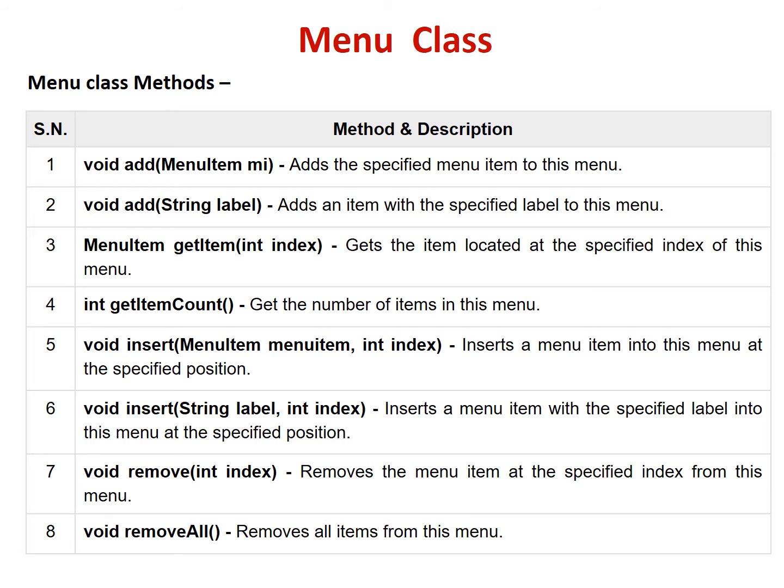After this, the insert method, which inserts a menu atom into the menu at the specified position. After this, the next method is the insert method with one string parameter and integer parameter, which inserts a menu item with the specified label into the menu at the specified position. After this, the remove method, which removes the menu item at the specified index from the menu, and the method removeAll will remove all the items from the menu.